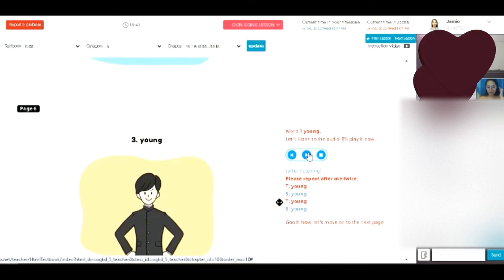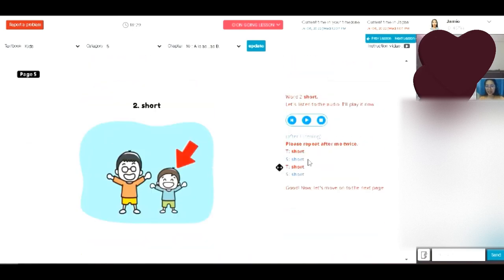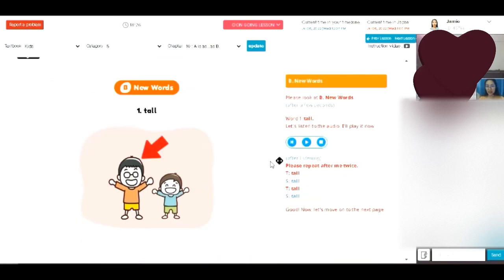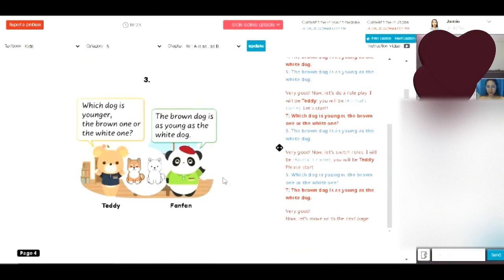Teacher. Yes. Why is it not younger? Because the word is young. Okay, let's go back to the conversation. So when the brown dog is as young as the white dog, you can say younger, but remove the word as. The brown dog is younger than the white dog. You can remove the word as and put than.